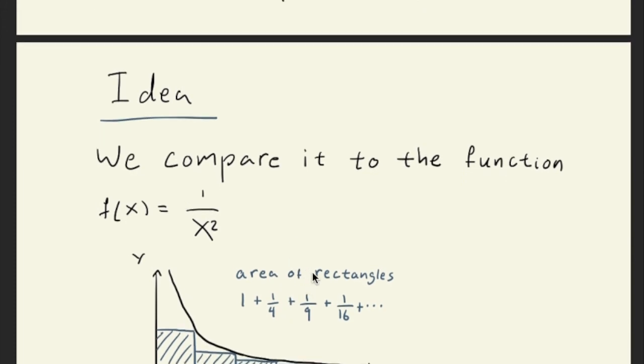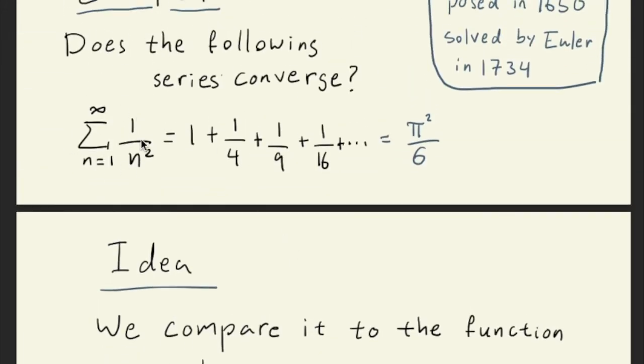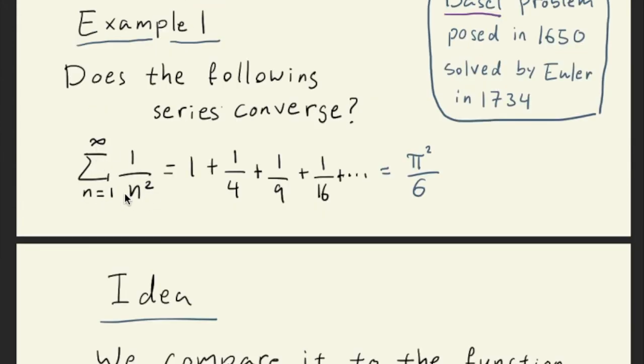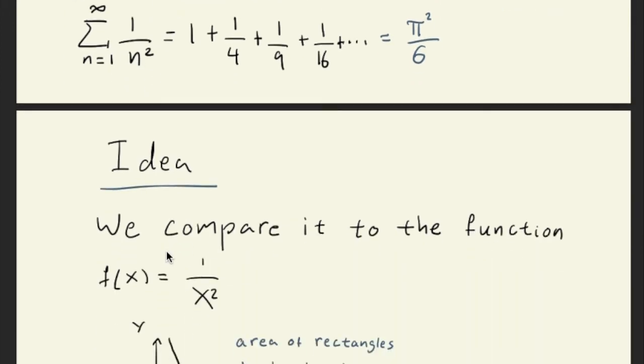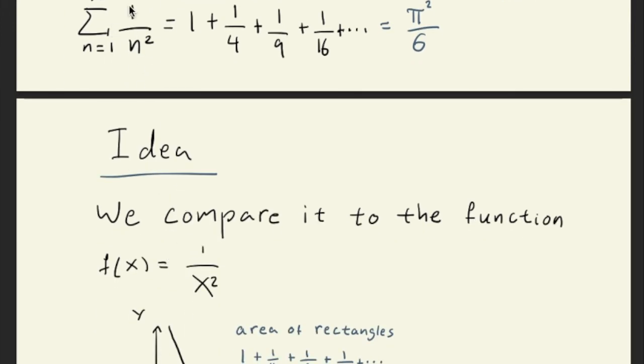Okay, so how to tell that this series converges? The idea is to compare this series with a given function. You see that we're trying to sum 1 over n squared, so the idea will be to compare this series to the integral of the function 1 over x squared. Now it's a function. x is just a real variable. It can be any number. Let me rewrite that: 1 over x squared.